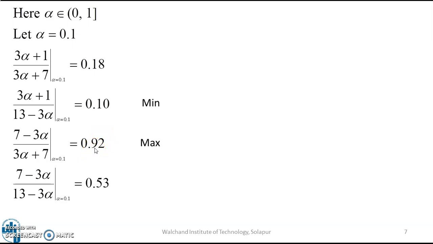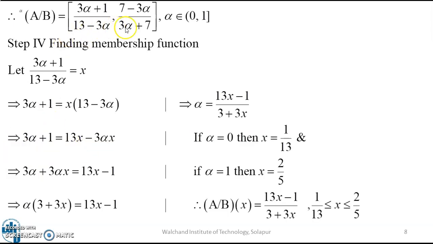and 0.92 will be the maximum expression. The expression corresponding to 0.10, (3 alpha + 1) upon (13 - 3 alpha), will act as the initial point of alpha cut of A divided by B, and the expression corresponding to 0.92, (7 - 3 alpha) upon (3 alpha + 7), will act as the end point for the alpha cut of A divided by B. That is what is written here, and alpha belongs to open 0 to closed 1. Now the final step is finding the membership function by equating initial and end point.